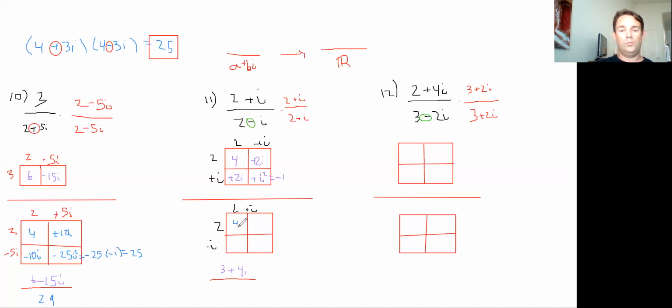4 plus 2i minus 2i, there goes the imaginary numbers, just like we said they would, minus i squared. And again, i squared is a -1, so negative times a -1 is a +1. I have 5, and then the i's go away.